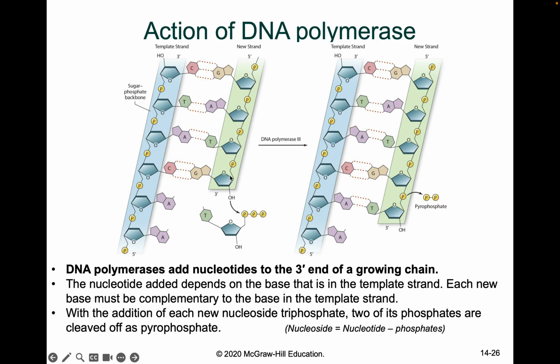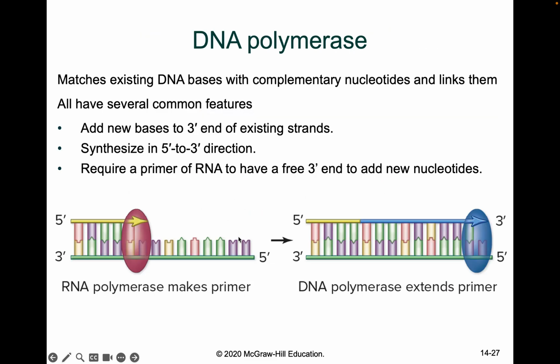Because building this is actually an endergonic reaction, a reaction that needs energy, right? So what we do is we break these double phosphate bonds in order for this guy to now bind to the OH group, the hydroxyl group, and continue with the strand. So that's how DNA polymerase works. So again, let's go back into this.